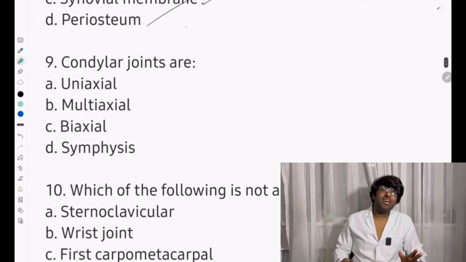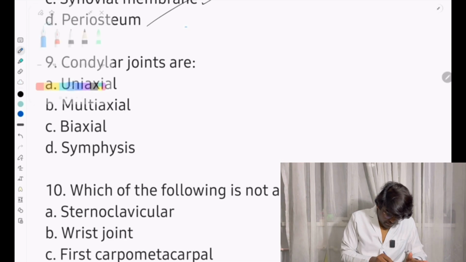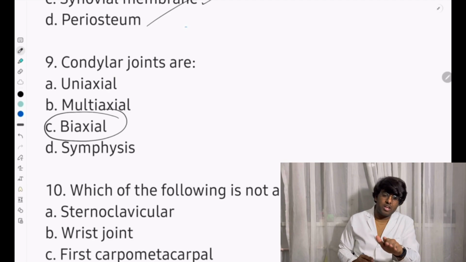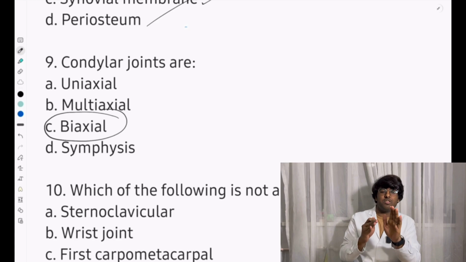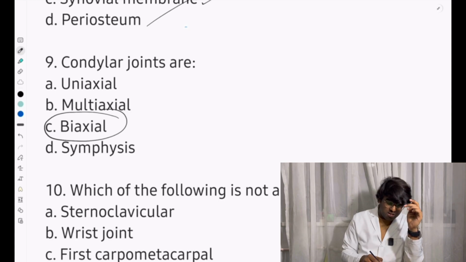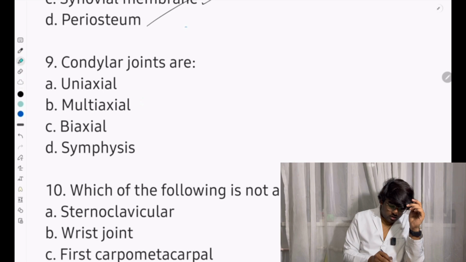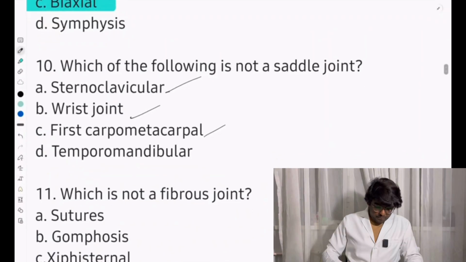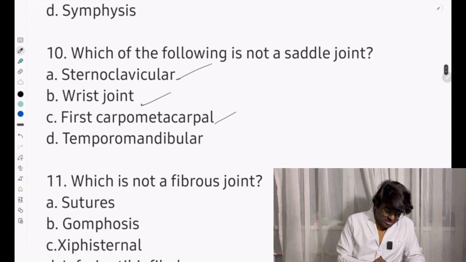condylar joint. Simply, condylar joints are biaxial joints, and biaxial joints are very important because they show movement in two planes. Okay, they show movement in two planes, not only one plane. That is the condylar joint. So biaxial is the answer for the condylar joint. So moving on to the next question, which is the 10th one.